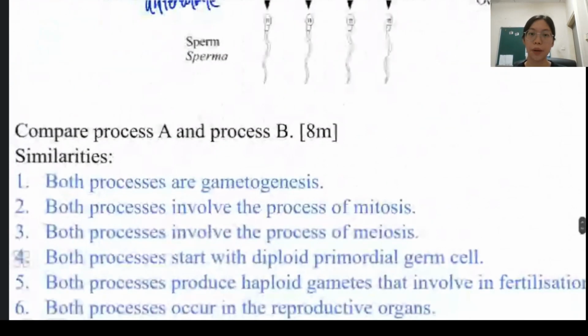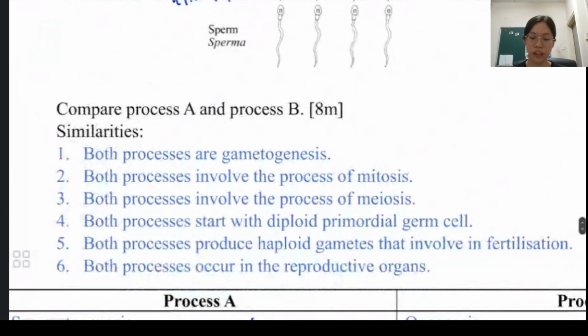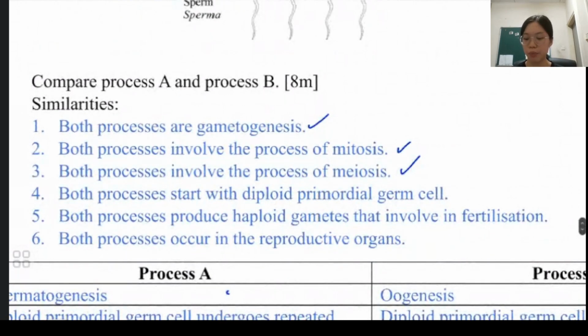So how do you actually compare the processes? Both are gametogenesis, a general term, involving mitosis and meiosis. Both also start with a diploid primordial germ cell. What is the function of gametogenesis? To produce a haploid gamete. So both produce haploid gametes, and both occur in reproductive organs.